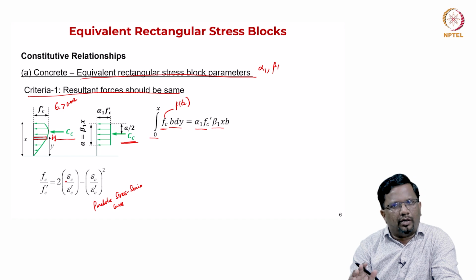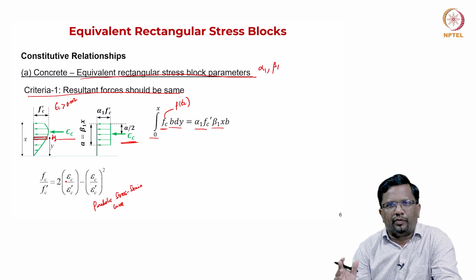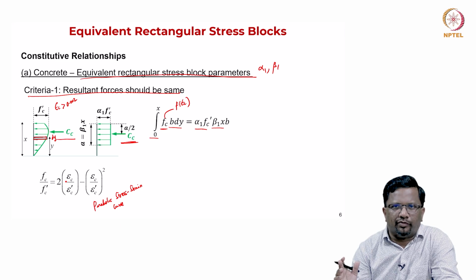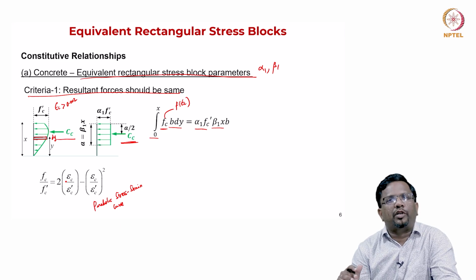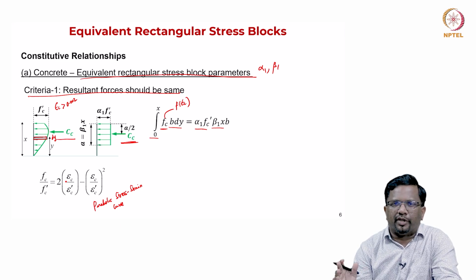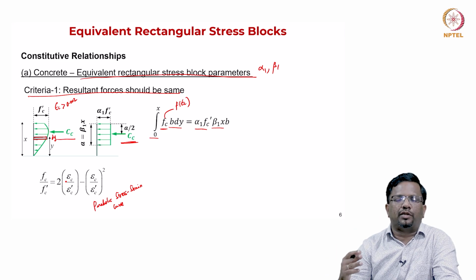Different people have different stress strain curve equations. Typically for concrete strength less than 40 megapascal, this parabolic model seems to closely predict the actual response measured in experimental testing. But if you go for high strength concrete or special concrete, of course, this relationship may not be valid.